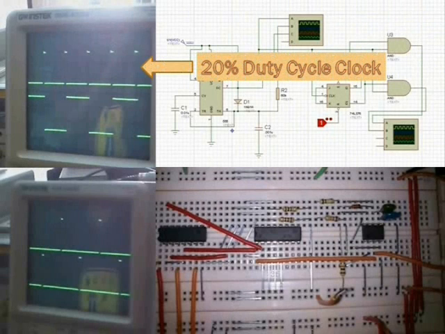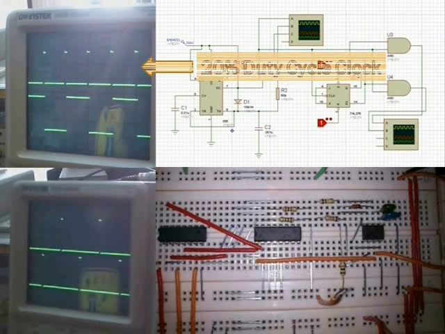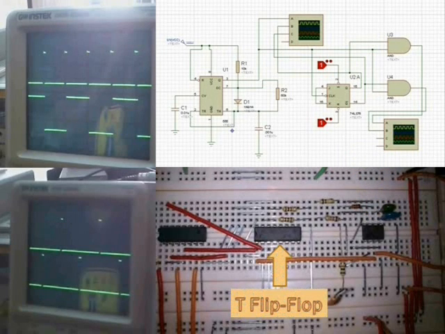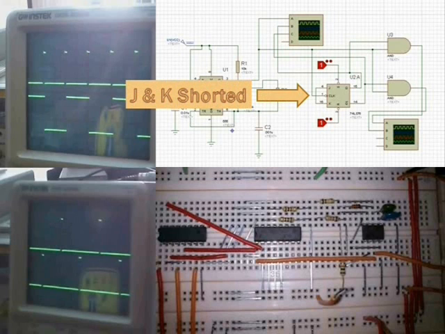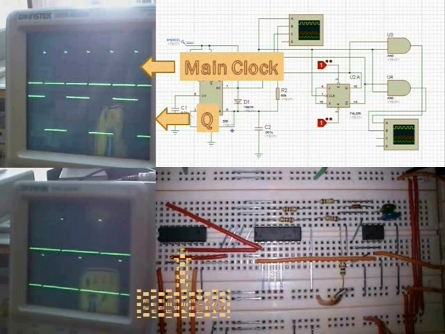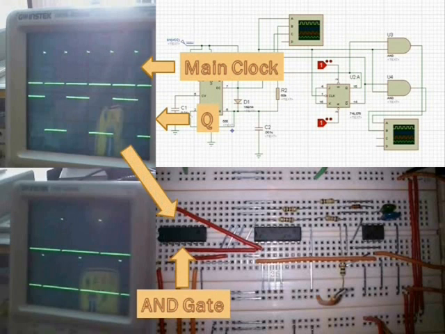First, we produce a 20% duty cycle, 20 kHz clock with a 555. It was done by a suitable choice of R and C. Then it is input to the clock of a T flip-flop. However, 7476 is mainly a JK flip-flop with its J and K short-circuited to 1. Q and Q bar of the T flip-flop are ANDed with the original clock to produce the desired shifted clocks.